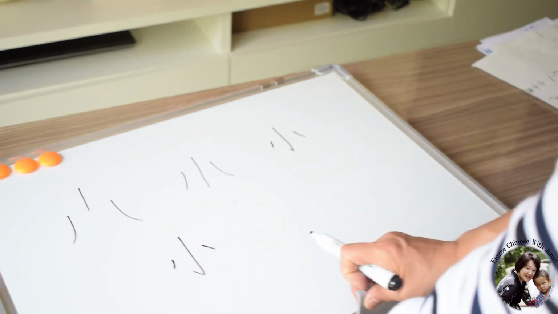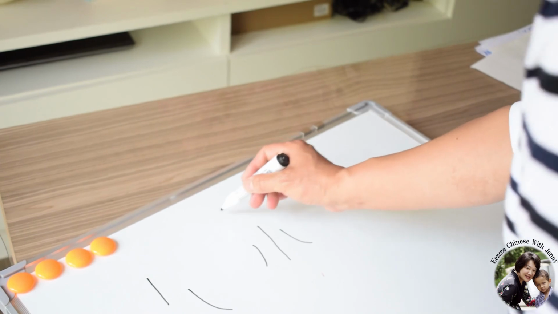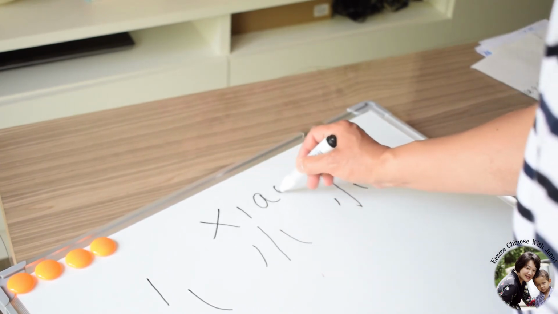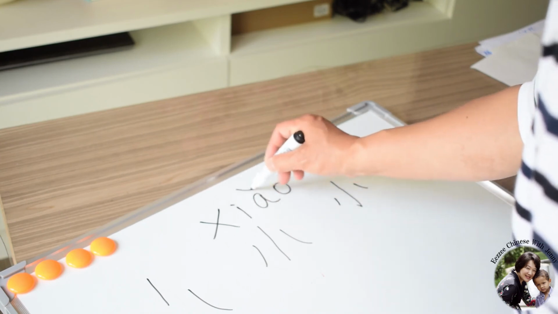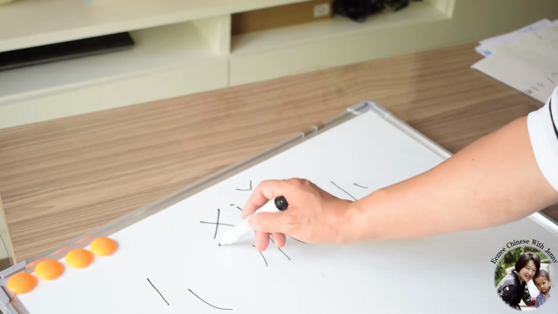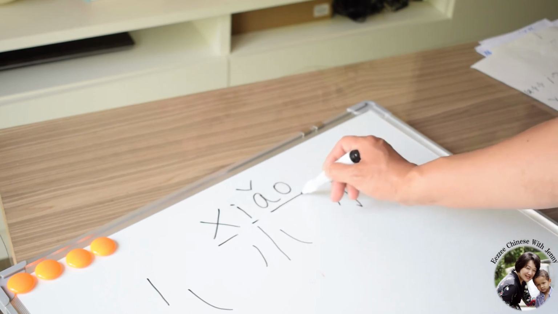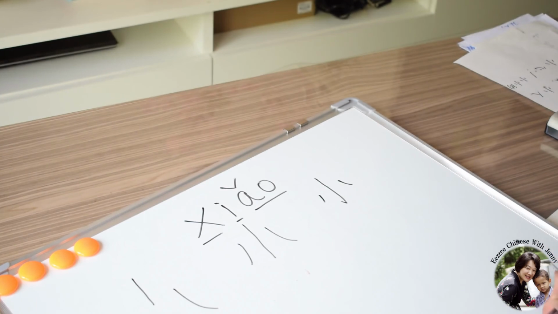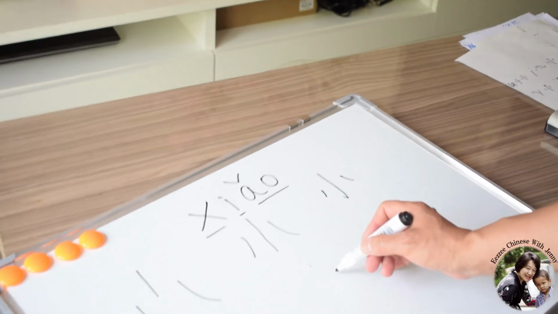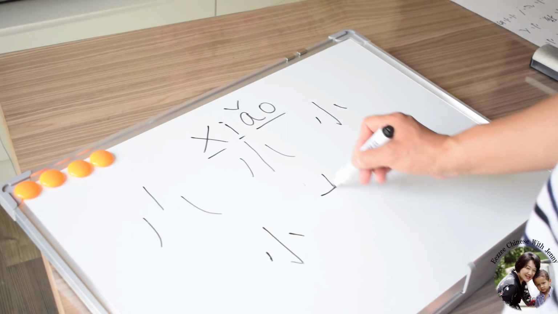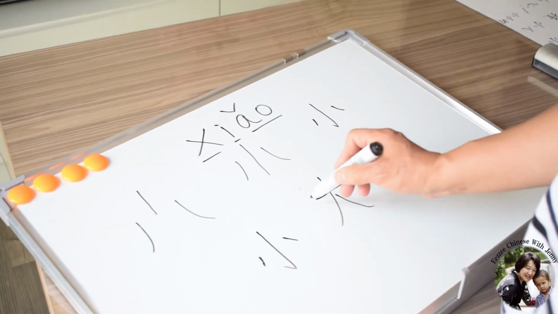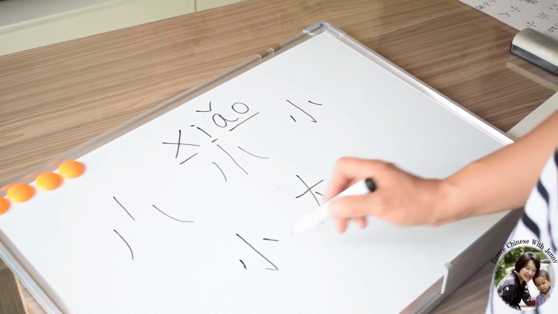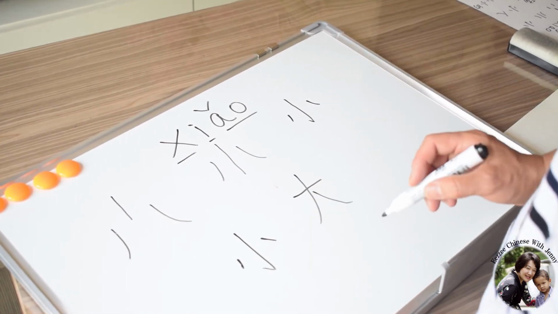The pronunciation is x, i, a, o, 小, the third tone. 小 means small. Remember the opposite, big: like this is a person, put 1 stroke on the top. So this means big, this means small.